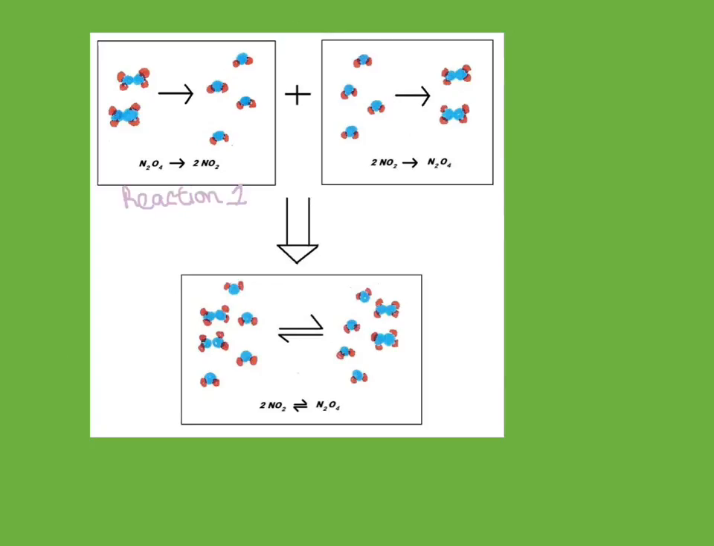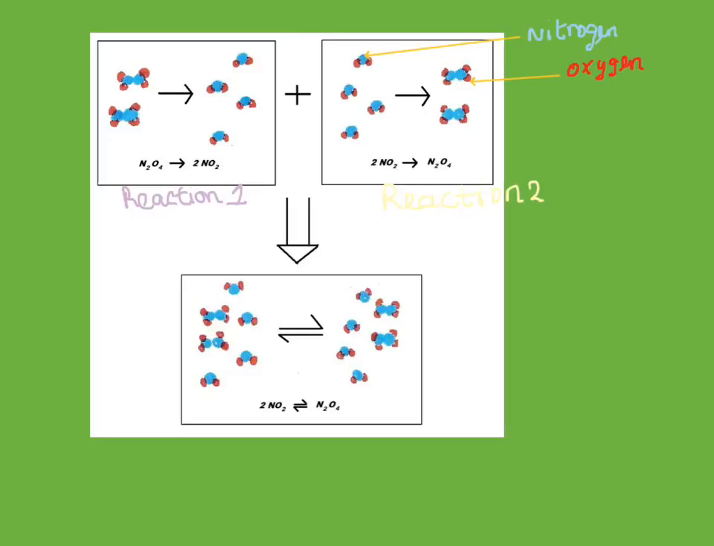Looking at this picture, we will see reaction 1 where the N2O4 decomposes to give 2NO2. In another reaction known as reaction 2, it is instead the 2NO2 which is decomposing to give the N2O4. The blue ball represents nitrogen, while the red ball represents oxygen.